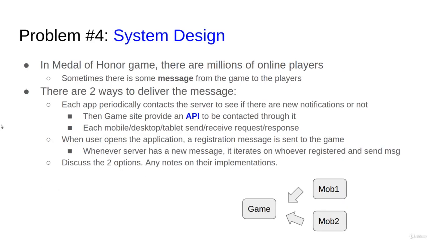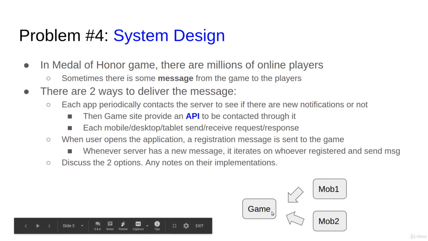A system design. This isn't an inheritance question. It's more of like a system design question. We are in the middle of our game and we have millions of online players. Sometimes there is a message and we would like to send it from the game to the players. In terms of design, there are 2 perspectives to do that. The first way is each application periodically, like here, contacts the server and sees if there are new notifications or not. Okay, so the game provides some API, this guy contacts the game and gets the notification and gets back to here.